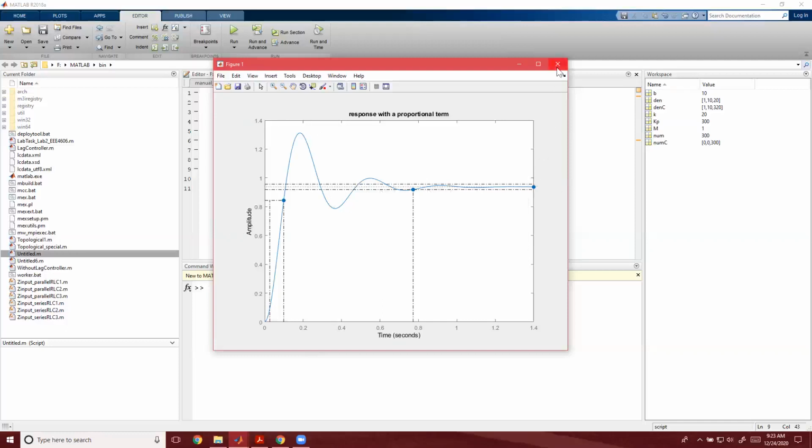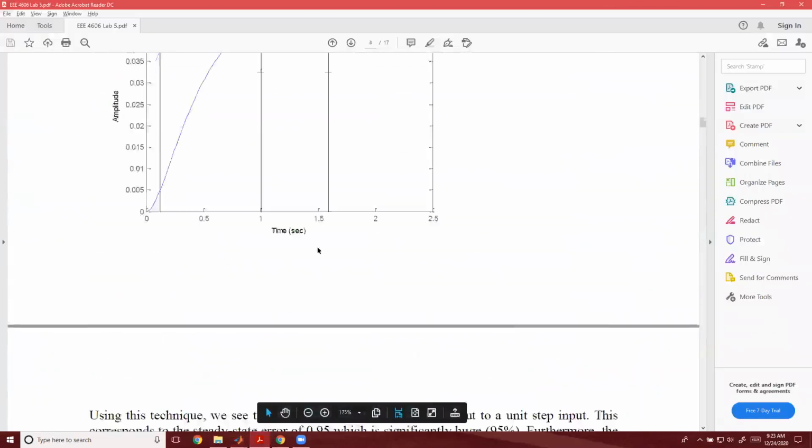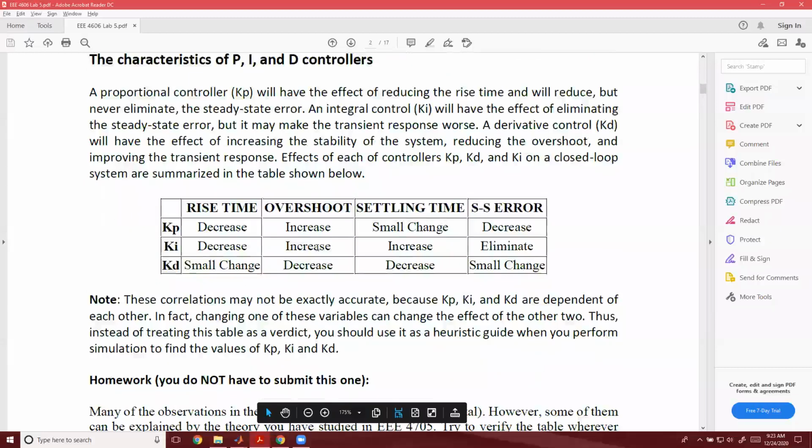So that's the drawback of the proportional controller. If you recall our table, the proportional controller will decrease rise time, it will decrease steady state error, but it will increase the overshoot. So that's the drawback associated with using our proportional controller.